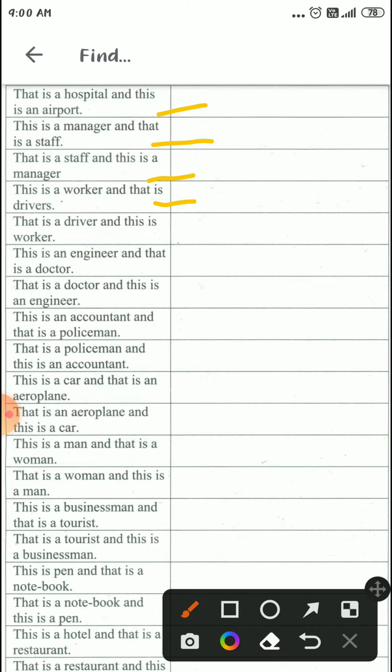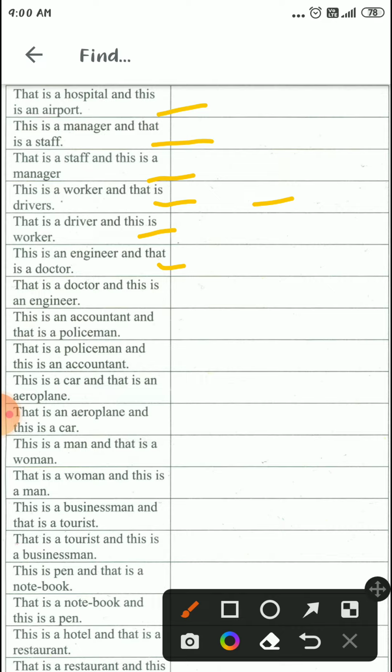This is a worker. هذا عامل. And that is a driver. وذلك سائق. That is a driver. ذلك سائق. وهذا عامل. And this is a worker.